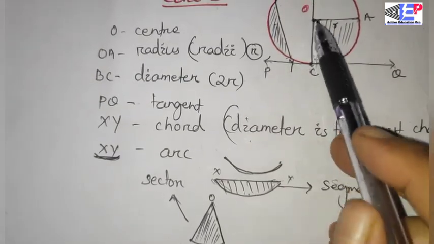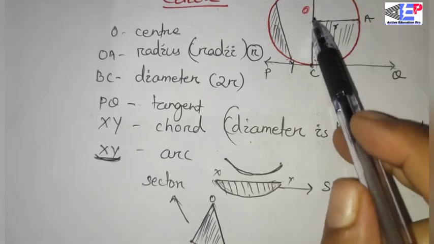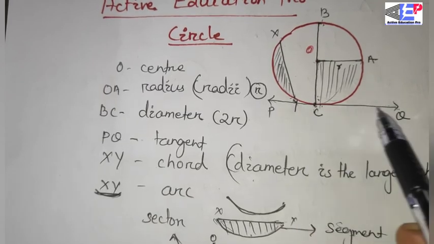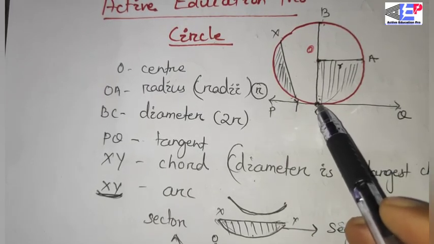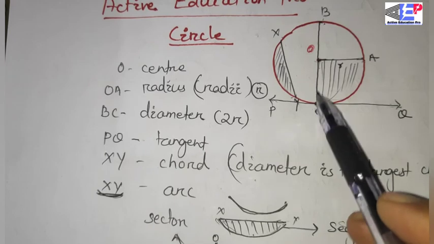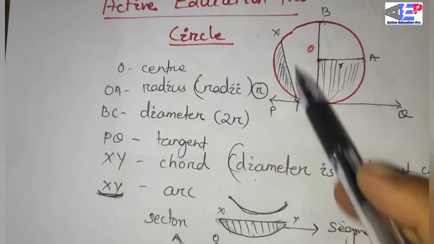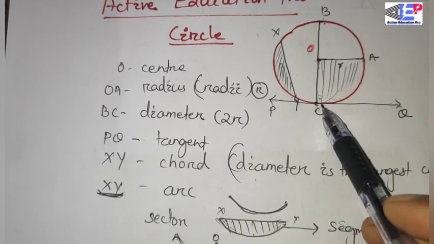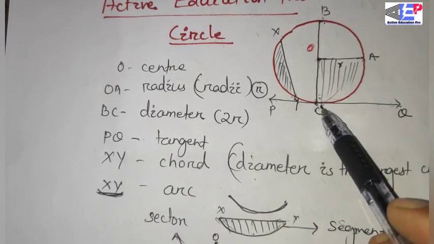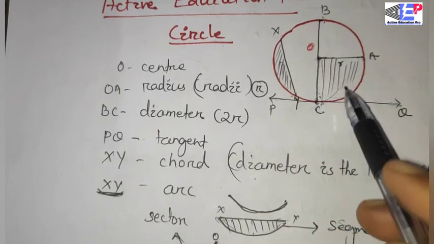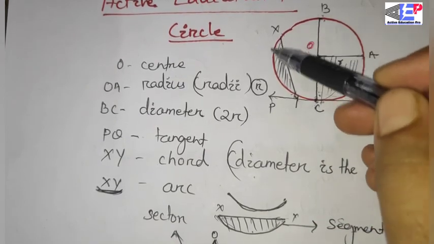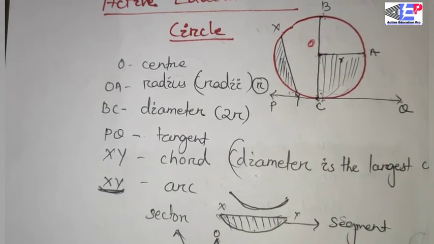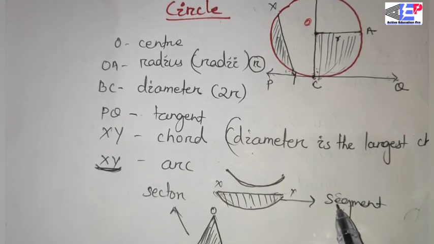First one is center, then radius OA, OB, OC are the three radii, then BC is the diameter, PQ is the tangent, it touches the circle at one point, this is C, and XY is a chord. Any 2 points on a circumference form a chord, and one diameter of a circle is the largest chord of this circle. So BC is the largest chord of this circle, and then XY is arc. It is a part of a circumference. CA, AB are chords, and the next one is segment.